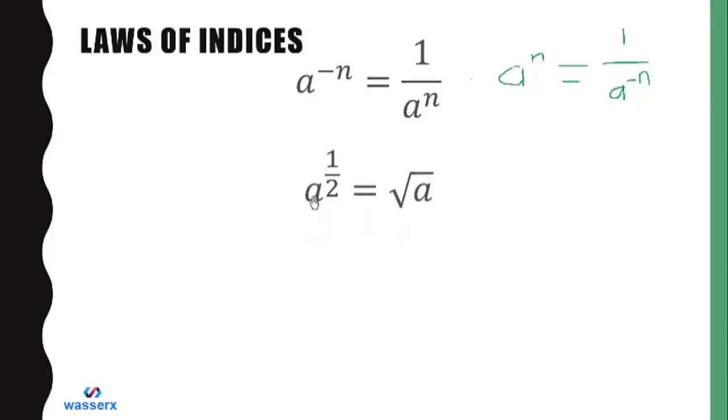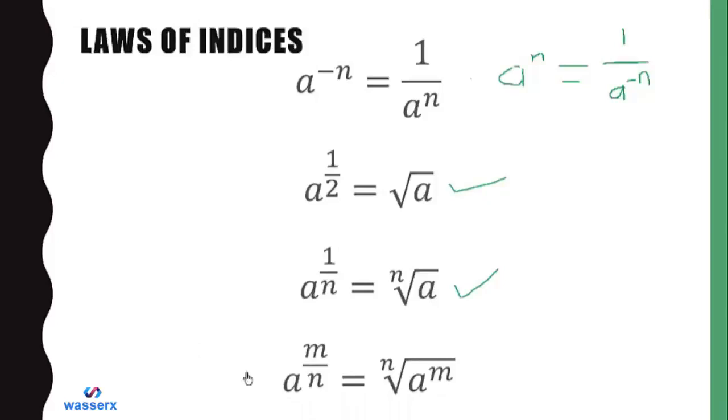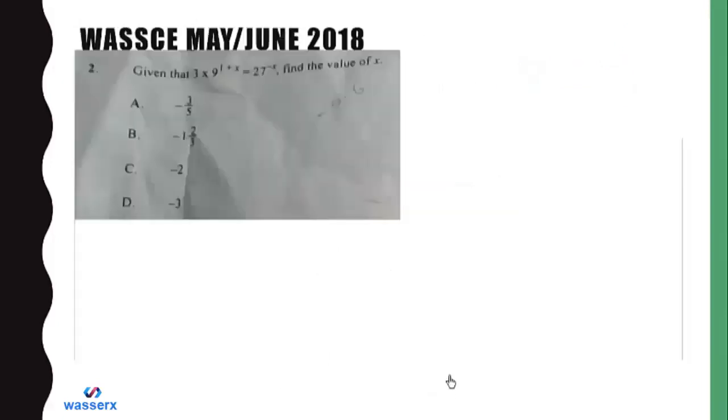If you have a number raised to the power 1 over 2, it is the same as the square root of that number. And if you have a number to the power 1 over n, it is the n-th root of the number. So when n equals 2, we get this property. Now we have a more general one. If you have a to the power m over n, then it's the same as the n-th root of a to the power m. Now let's look at how we can solve questions with them.